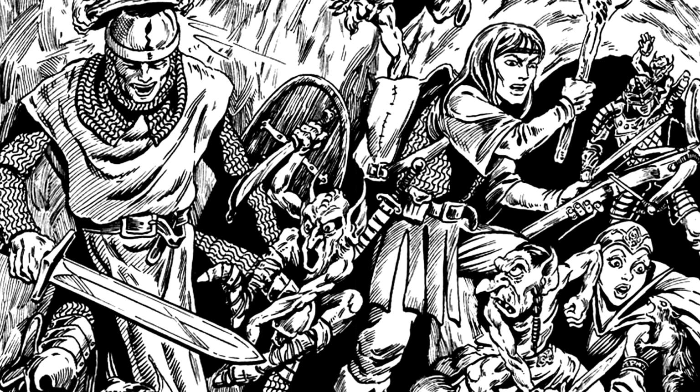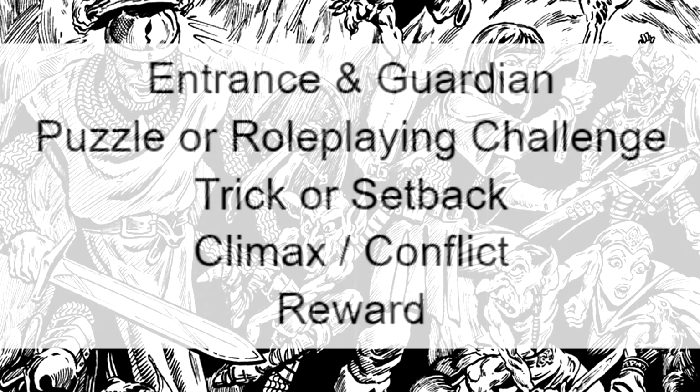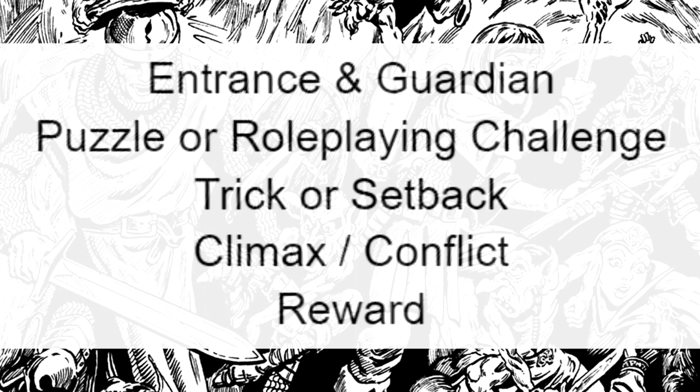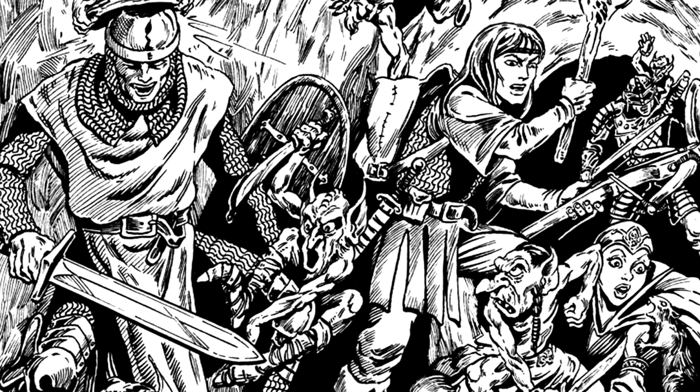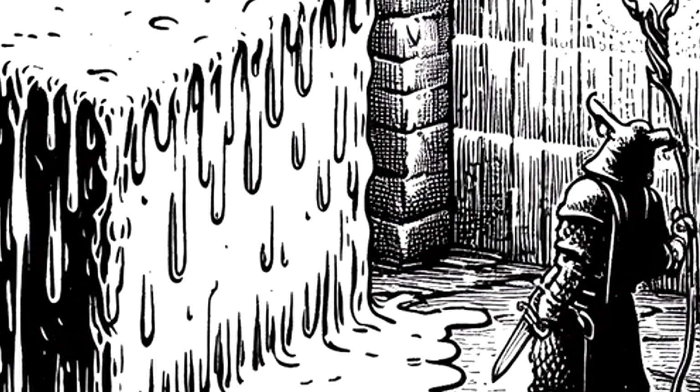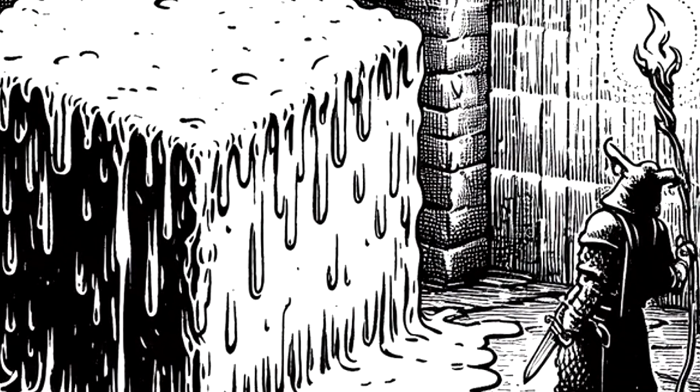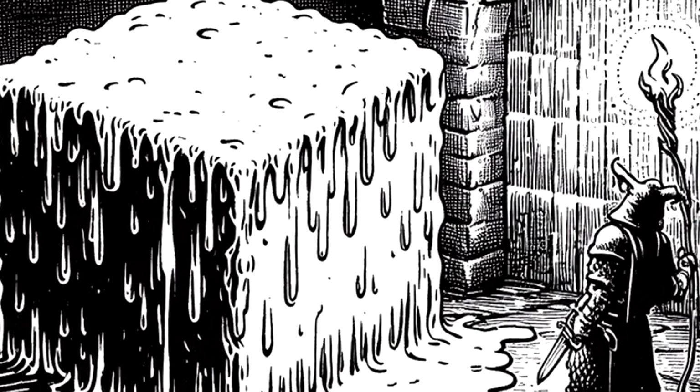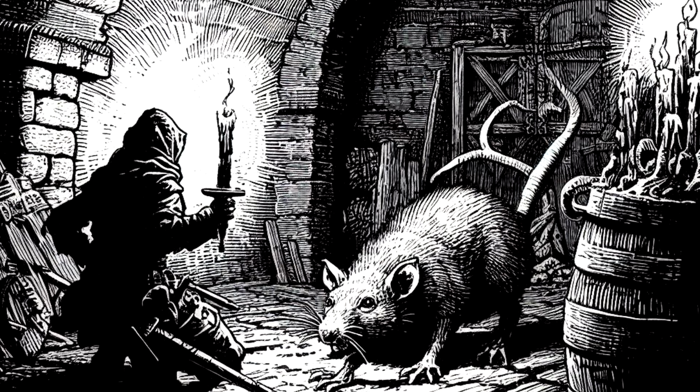The premise of each room varies, but a typical list is as follows: entrance and guardian, puzzle and role-playing challenge, trick or setback, climax, conflict, and last but not least, reward. This gives your one-shot 2 encounters, a puzzle, a couple of traps, and a juicy reward. It's important that our one-shots have a good structure, or at least a path that the party can follow. We need to finish this session on time, so it's important that we don't get sidetracked.